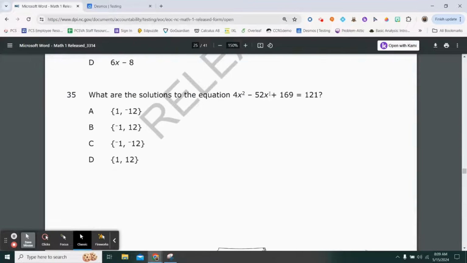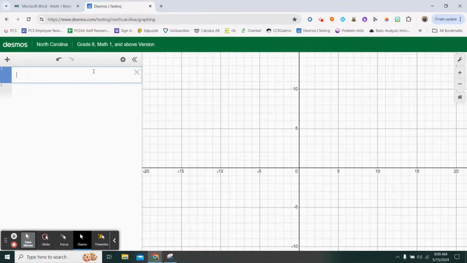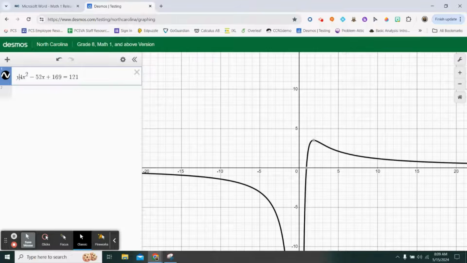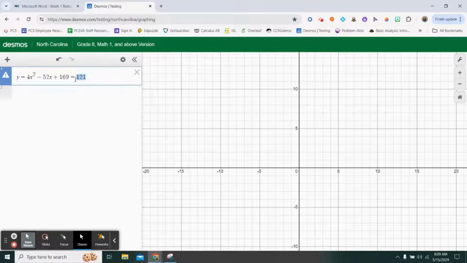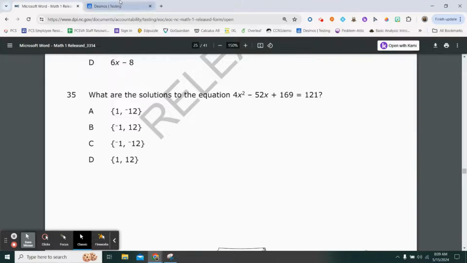And when I get to 35, I see this quadratic equation. It looks terrifying. We learn how to do this by factoring in class, but you don't have to do it. You don't have to do that. You can just do y equals the left and y equals the right, because that is how we solve equations in the calculator. You're basically turning it into a system. So I did y equals the left side of the equation. I did y equals the right side of the equation.